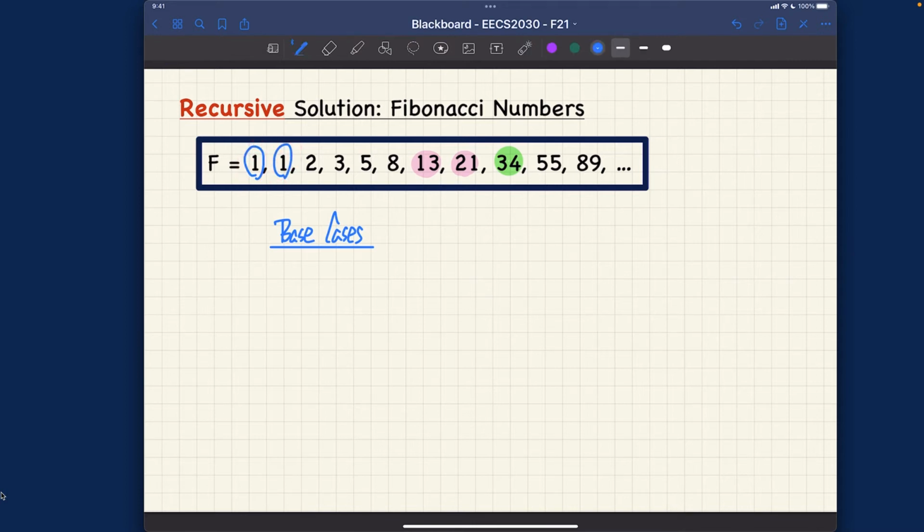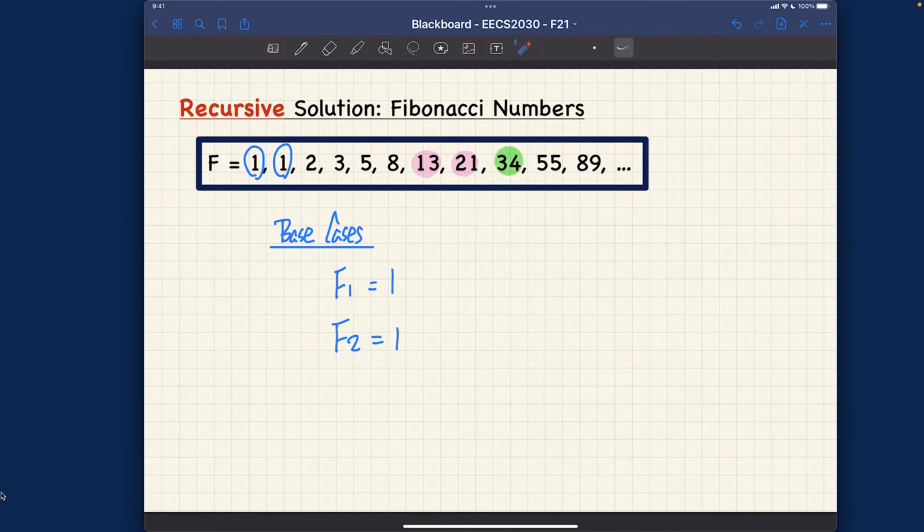So the notation we're going to use is the Fibonacci sequence. The first number, F1, is just 1, and the second number in the sequence, F2, is also 1. So these are the 2 base cases. If you're asked to calculate F1, you can return 1 right away. What's the value for F2? It will be 1 right away.